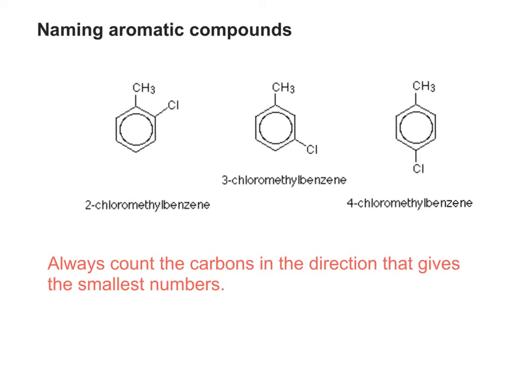What I actually have here is two substituents in each case. So if you look at the one on the left, there's two ways I could count my carbons. I could count them anti-clockwise, starting with the methyl group, and that would make 6-chloromethylbenzene. So instead what I do is I count clockwise. I count so that the chlorine is on carbon number 2. So what I'm doing is I'm making sure that the chlorine is on the smallest possible number. Rather than being on carbon 6, it's on carbon number 2. Hence 2-chloromethylbenzene, 3-chloromethylbenzene, and 4-chloromethylbenzene.